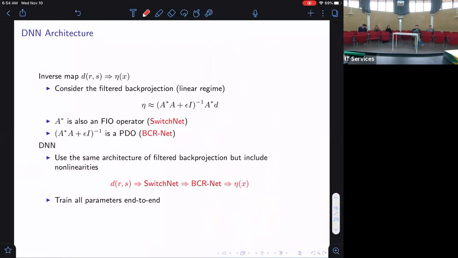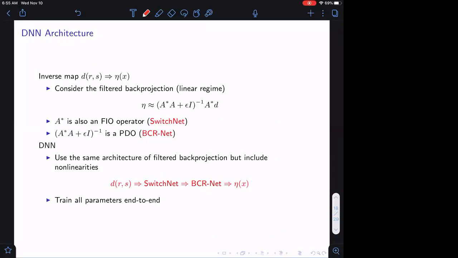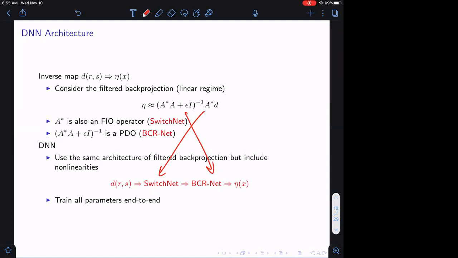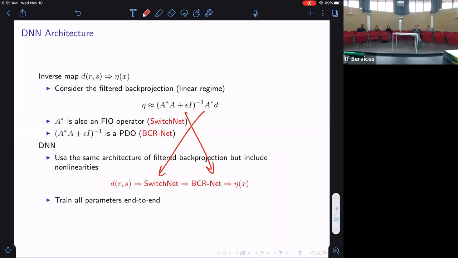So you train a network that consists of two concatenated parts, and one is supposed to learn something like A star, and the other one is supposed to learn something like A star A plus epsilon identity minus inverse. Yes. This epsilon usually depends on the noise in the data that you have. It's something like the signal to noise ratio.